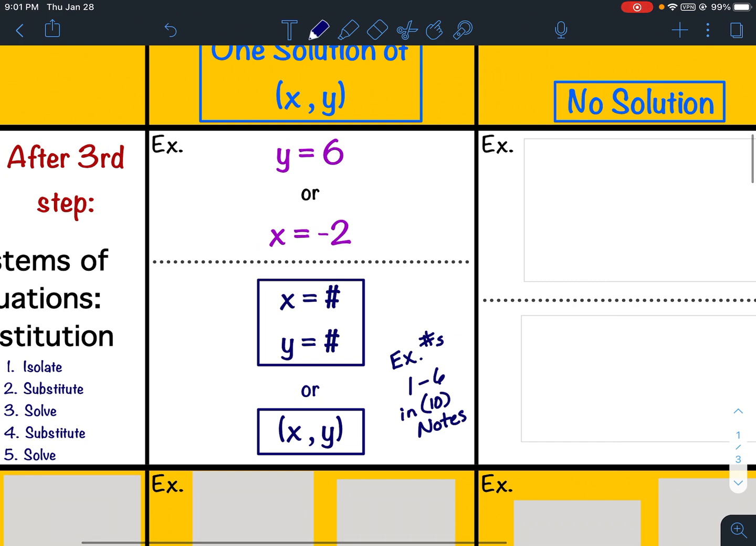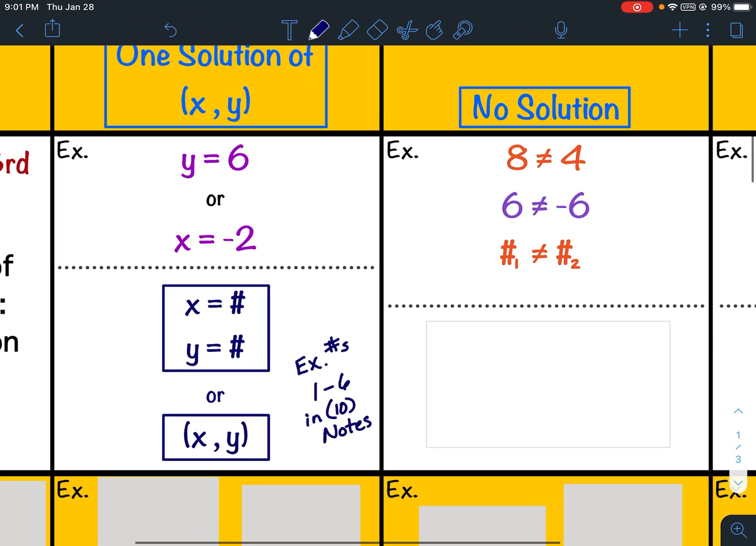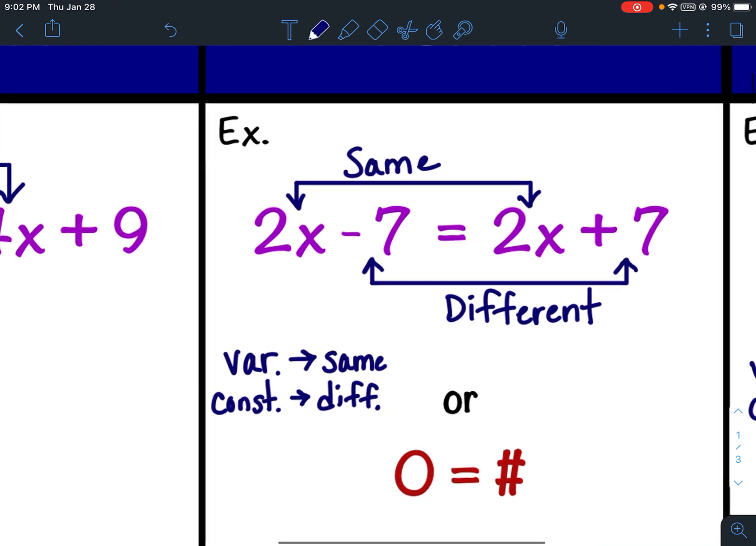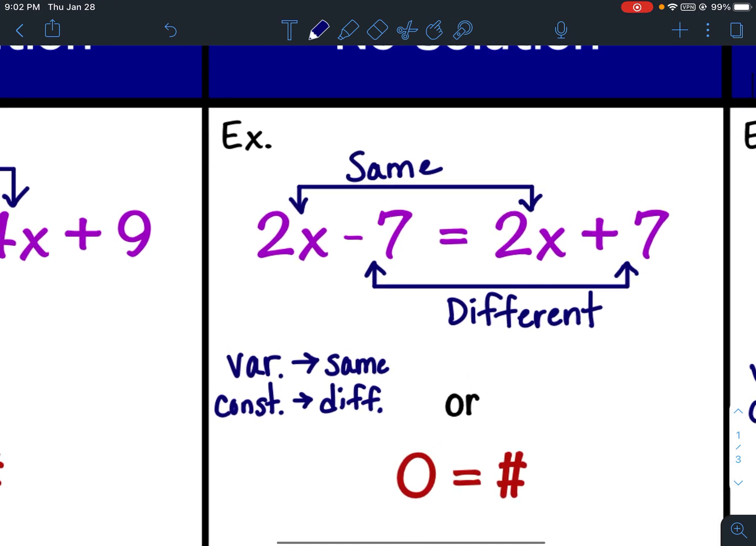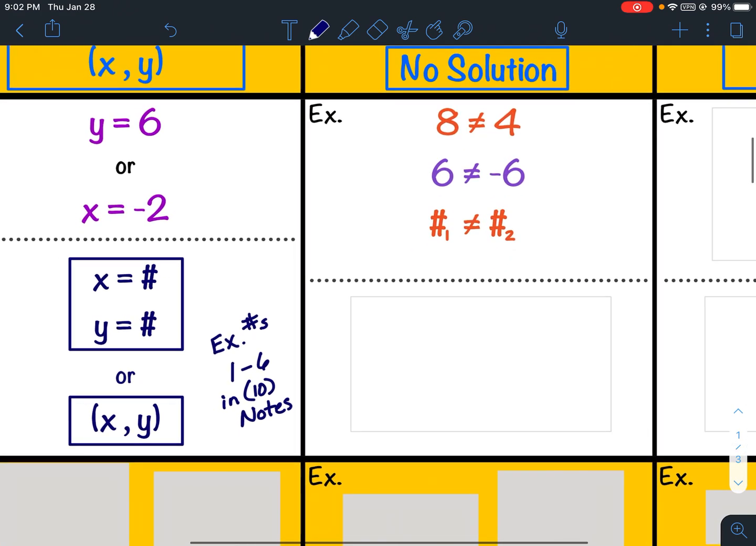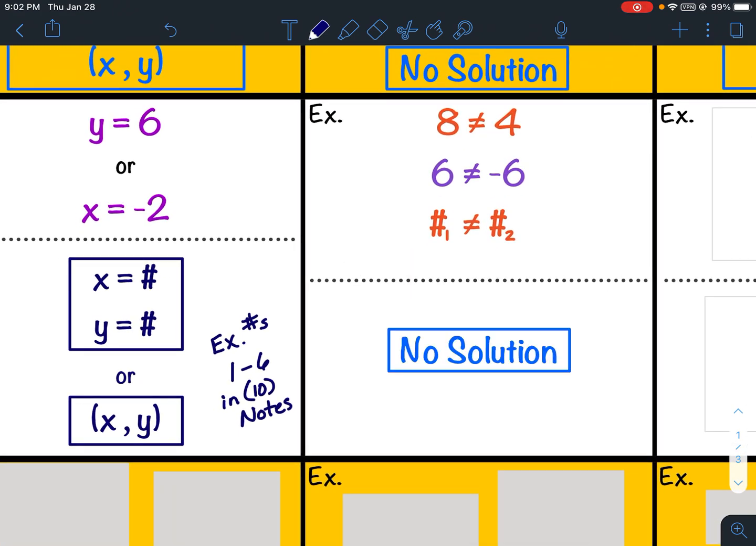All right, so if after the third step you solve the equation and you get a number does not equal another number, so 8 does not equal 4, 6 does not equal -6, any number that doesn't equal another number, or it could actually look like this up here, where your variable terms are the same but the constants are different. If you get that, then this is going to be a no solution problem. And this was example number 7 in the lesson 10 notes.